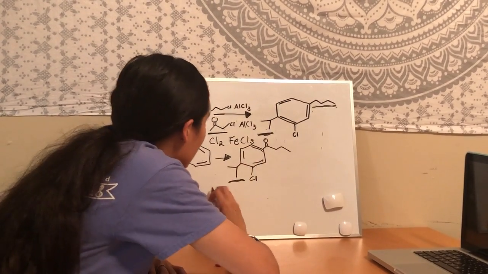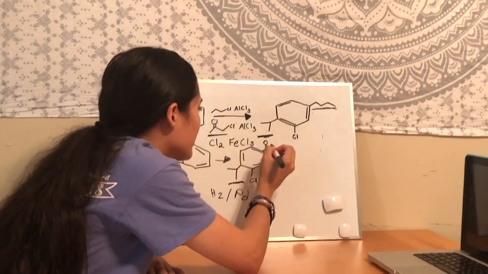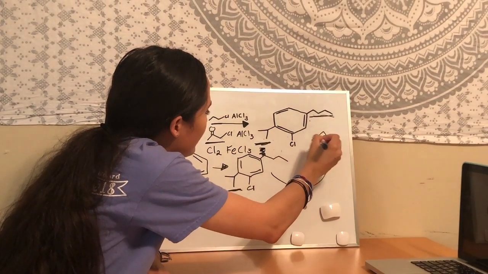And then we're going to add H2 and palladium in order to reduce this and get rid of the carbonyl group, and that is how we end up with our final product here.